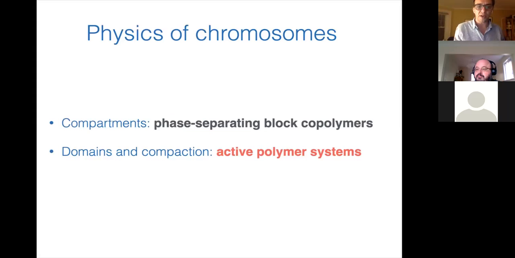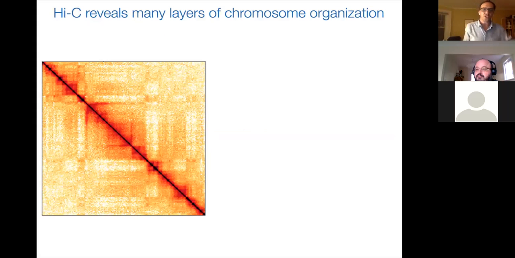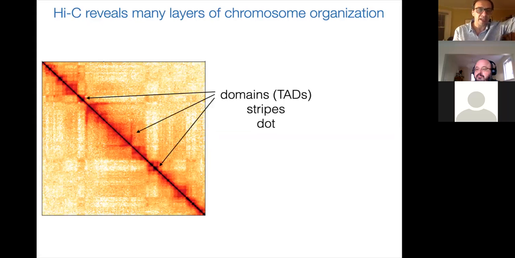So we spoke about phase separation. Now let's look at the active polymer systems. Let's zoom into these Hi-C maps even further. And instead of looking at the checkerboard that I mentioned, we can look at what's happening next to the diagonal. What we see next to the diagonal are little blocks or stripes or squares or triangles, depending on what you call them.